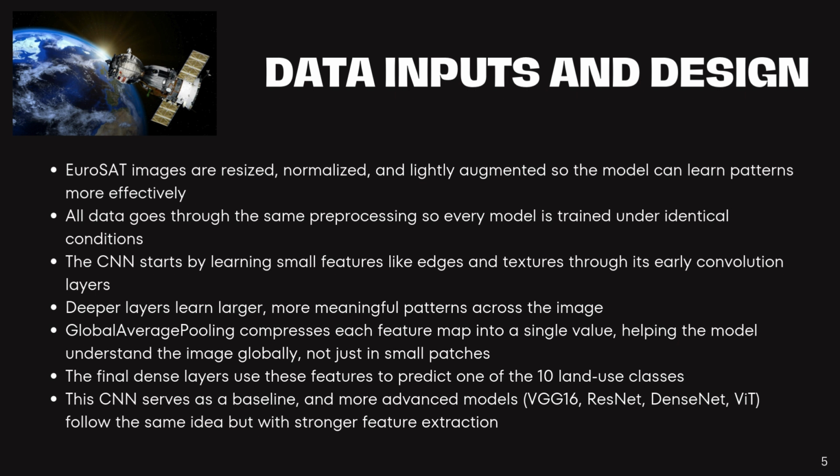One of the techniques that I used was global average pooling to compress each feature map into a single value. This helps the model understand the image globally, not just in small patches. The final dense layer uses the features to predict one of the 10 land use classes. The CNN serves as a baseline, which is the original code that I came up with, and the others, like VGG16 and so on, will be compared to it. They follow the same idea, but have their own techniques.